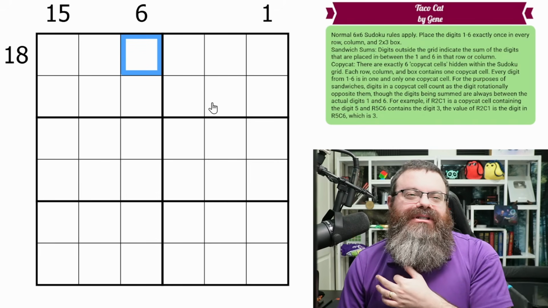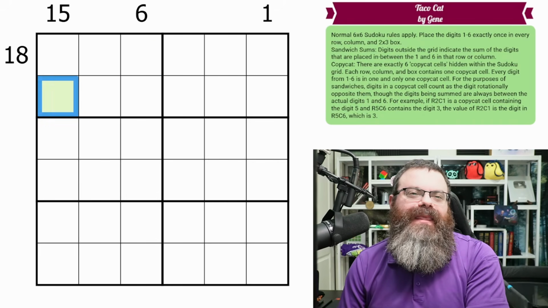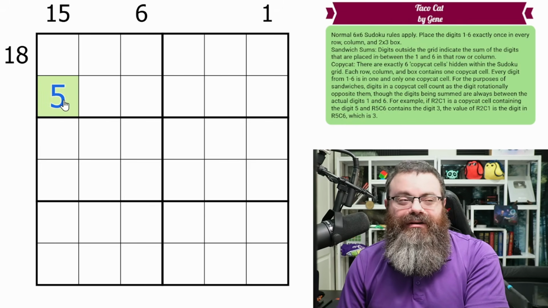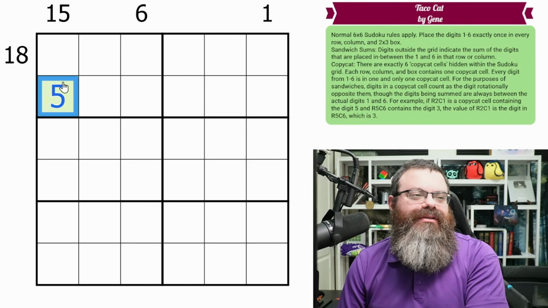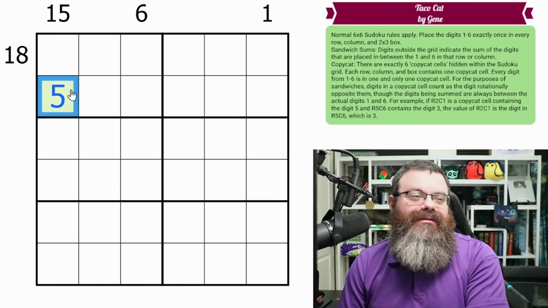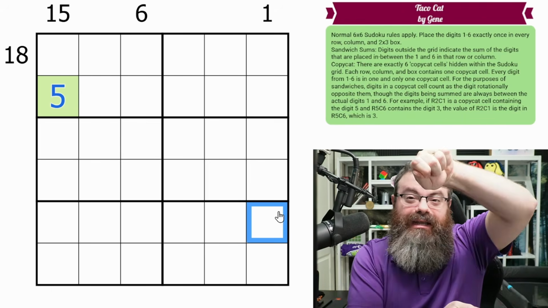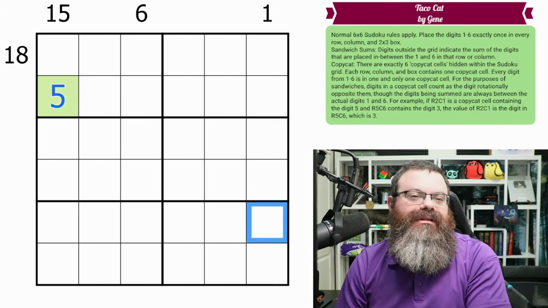though the digits being summoned are always between the actual digits 1 to 6. So for example, if row 2, column 1 is a copycat cell, and it contains the digit 5, that digit 5 doesn't actually matter to us because what we want to do is go to the rotationally opposite cell. So if we were to rotate 180 degrees, we would end up in row 5, column 6. So row 2, column 1, you rotate 180. If you were to literally put this on a sheet of paper and turn it upside down, it would be this cell here.